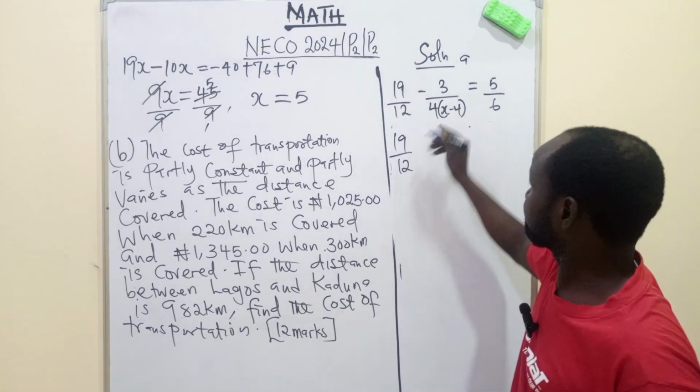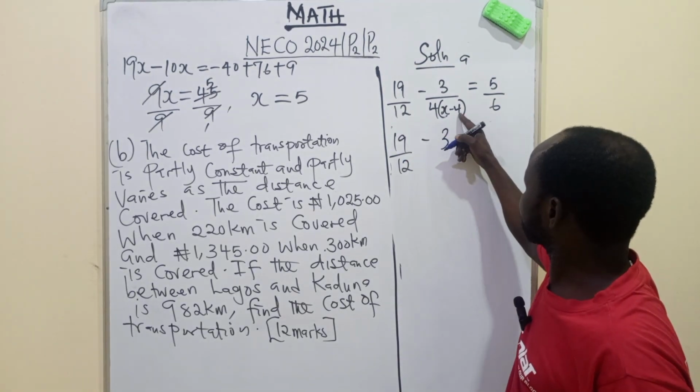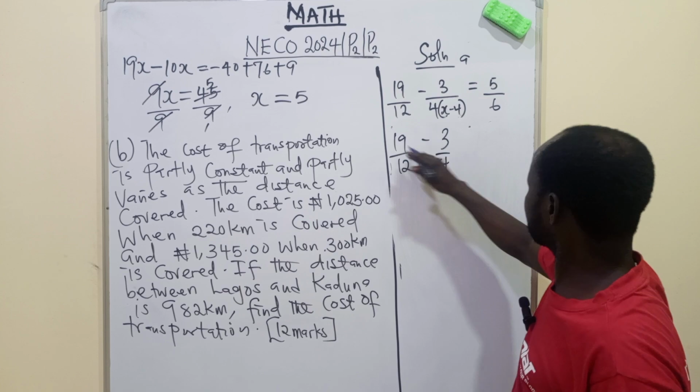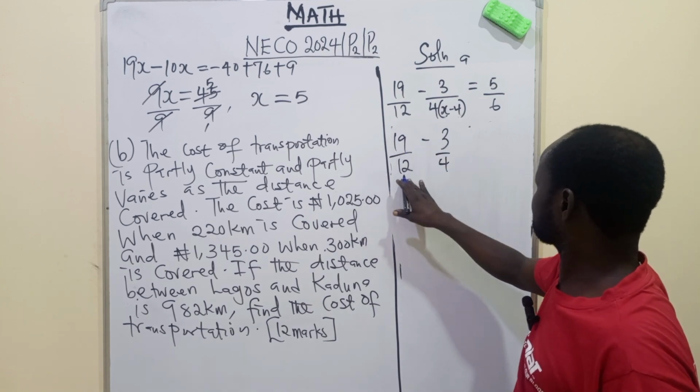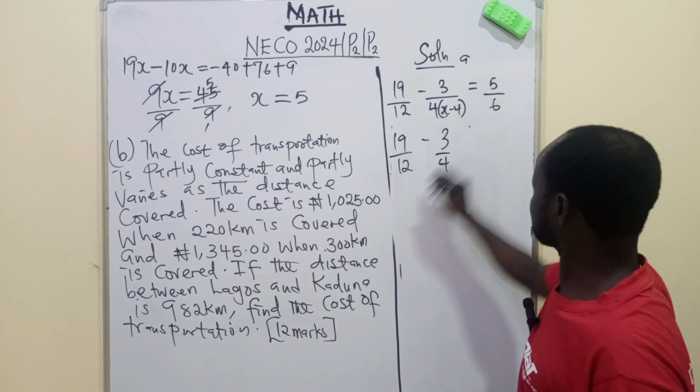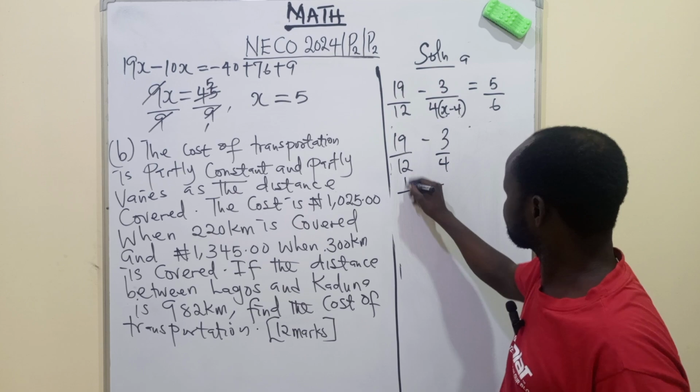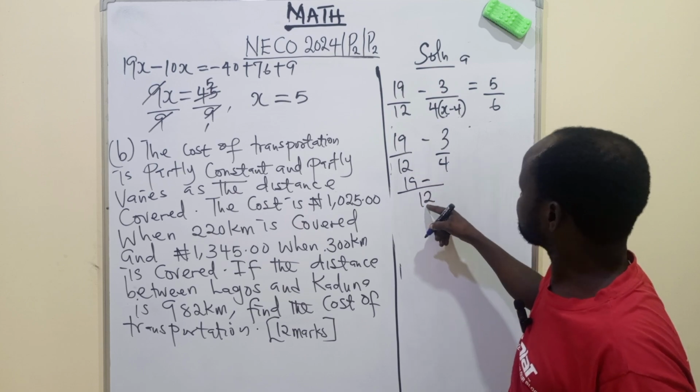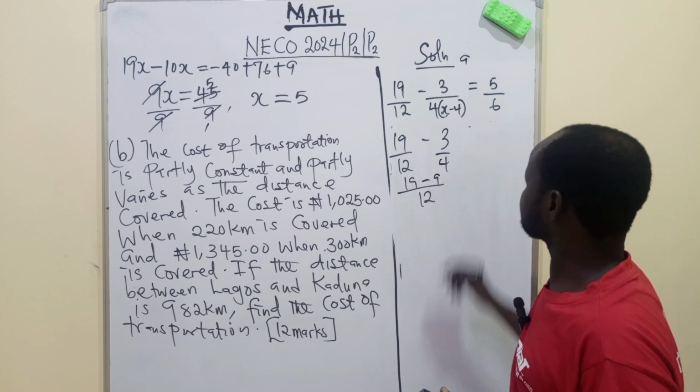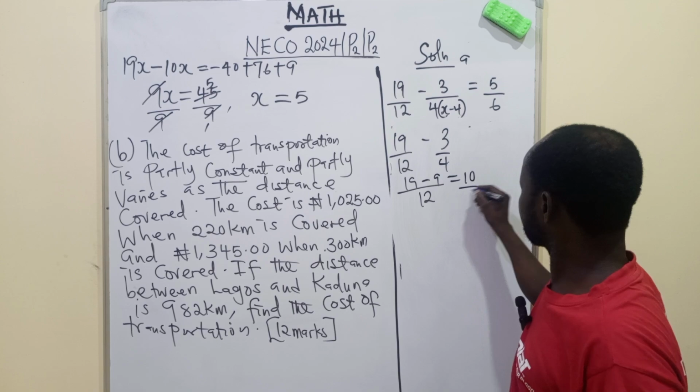I'm trying to check now. Minus 3, 5 minus that's 4, 3 over 4 is 3. Is 19 divided by 12 minus 3 upon 4 equals to b. Let's find the LCM. This is 12. This is 19 minus, this is 3, 9. 19 minus 3, that's 10 upon 12.